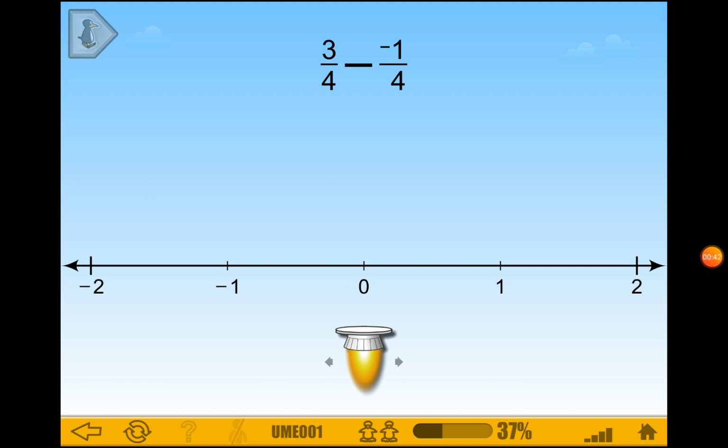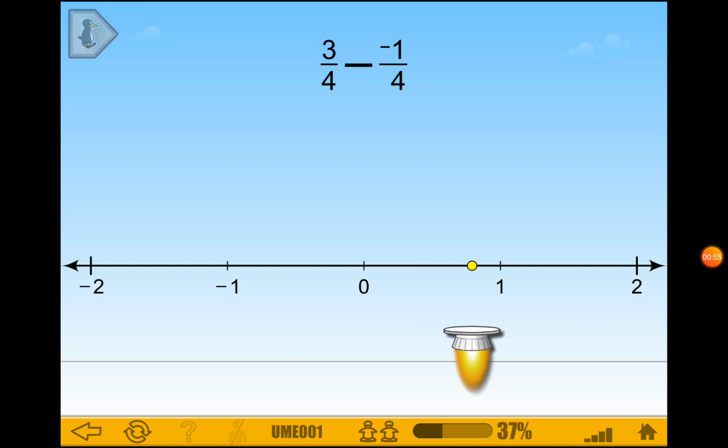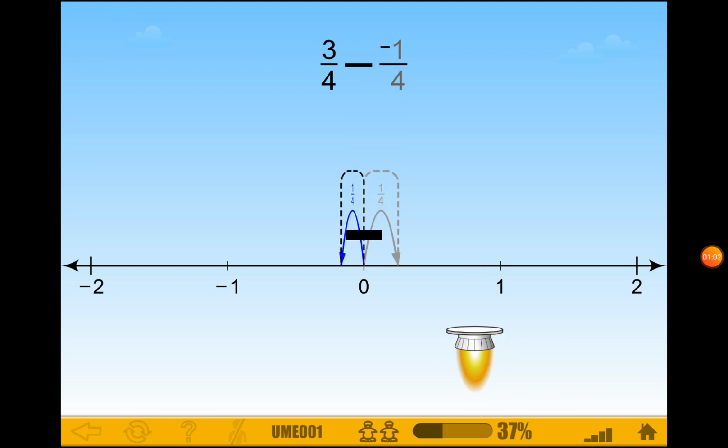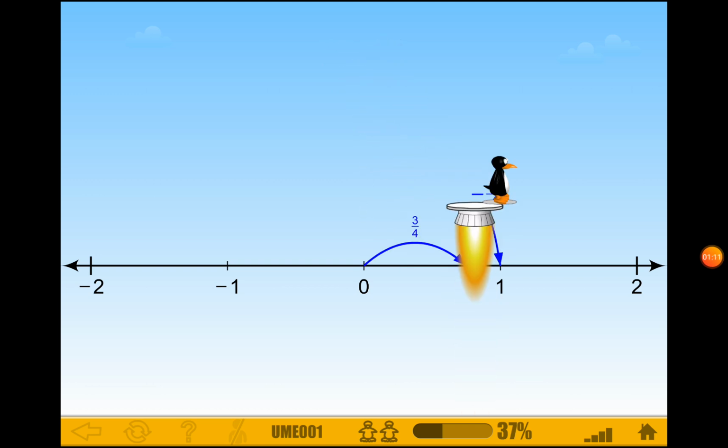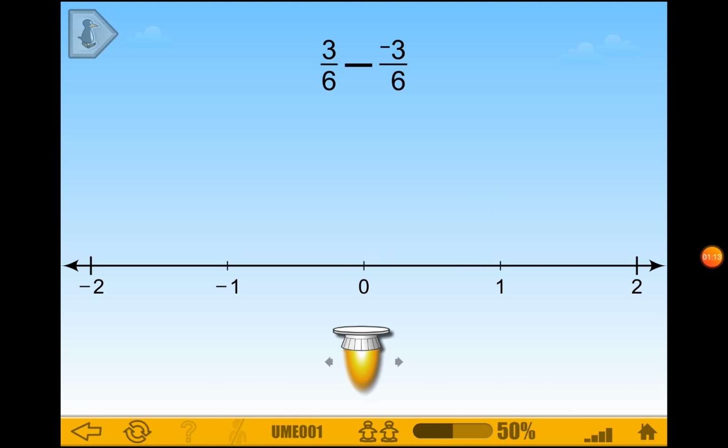So then 3/4 minus negative 1 over 4. So this would be positive 1 over 4. So then 3/4 plus 1/4 is 1, so that'll be right there. I'm gonna try to make him be on the edge. Yep, that's the edge. I don't think that's past the edge. I don't think so. Is it? Yeah, it's good.